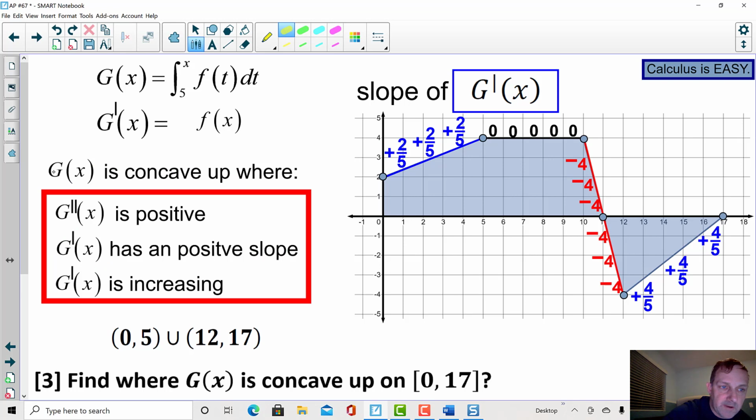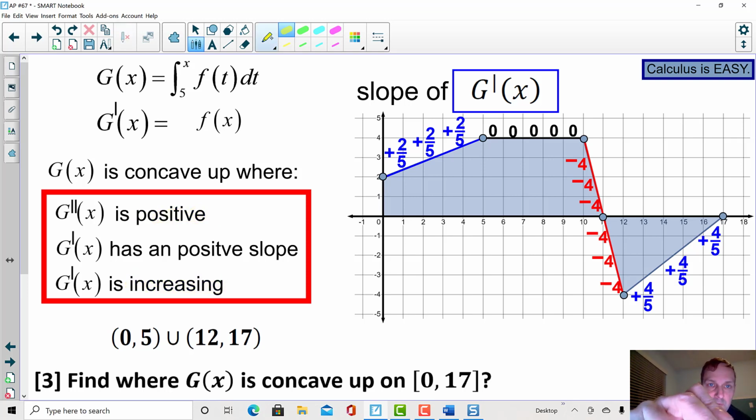Here's another way of thinking about it. g is concave up wherever g prime is increasing. So that means g prime, this is the graph of g prime, the graph has to be increasing. So this graph has to be going up, basically. And that's where g would be concave up. So there's a lot of different ways that you can think about it. Make sure you understand the difference between positive and increasing.